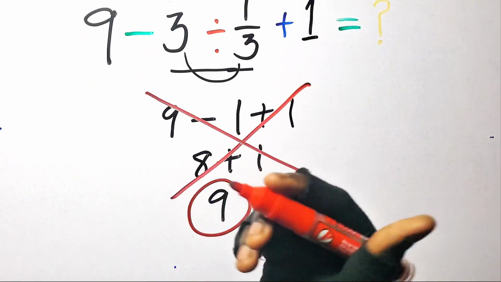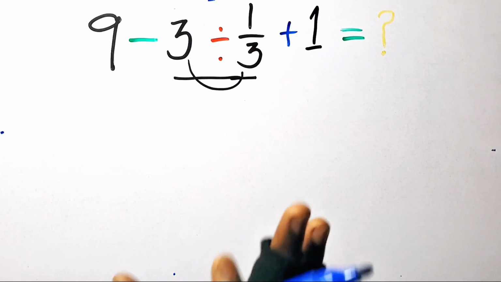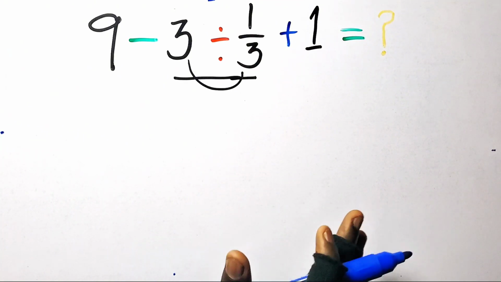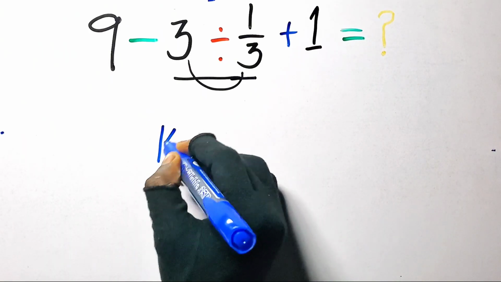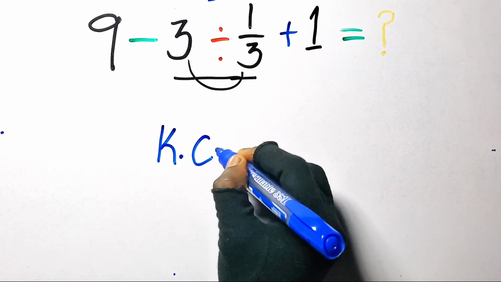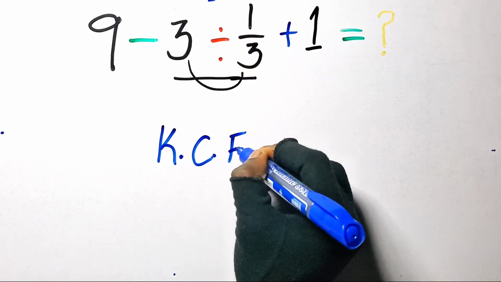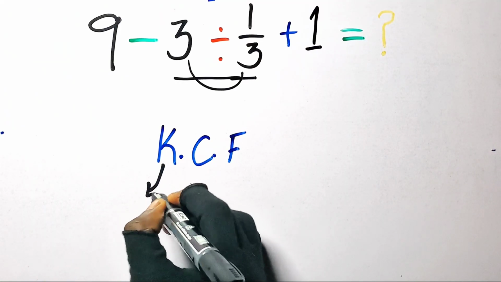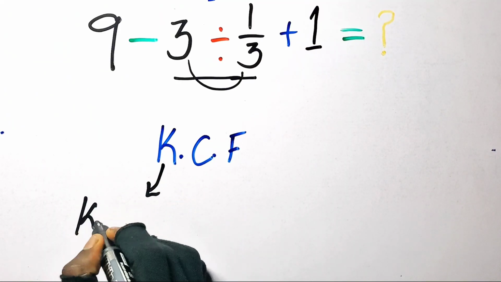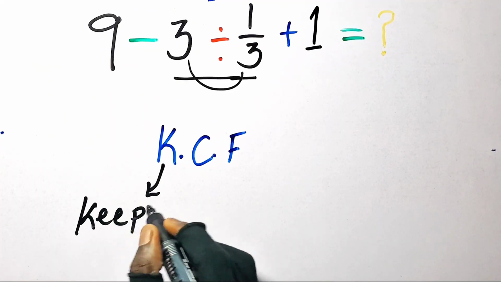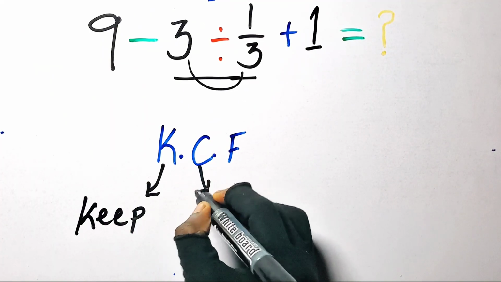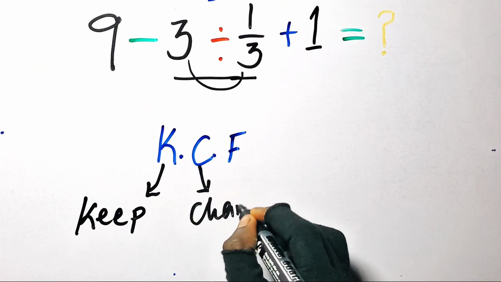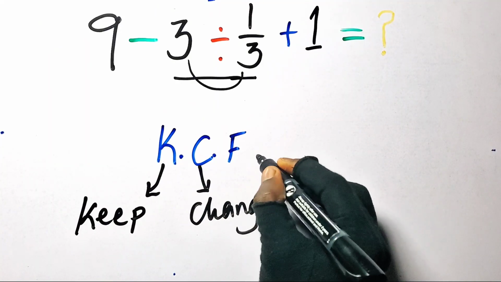Right now, let us fix it. The rule for dividing fractions is simple. That is K.C.F. We have K, keep, change, and flip.